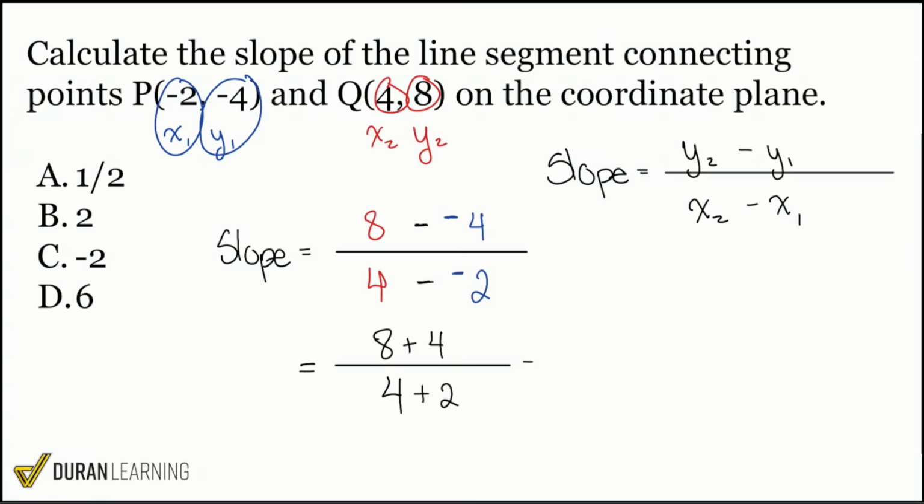Now that we're here, booyah, my party people. 8 plus 4, that's going to be 12. And then 4 plus 2, that'll be 6. And from there, we have 12 over 6. Everybody, 12 divided by 6 gives us what? Exactly. That'll be 2, and we're good. And there's our slope. The answer is B.